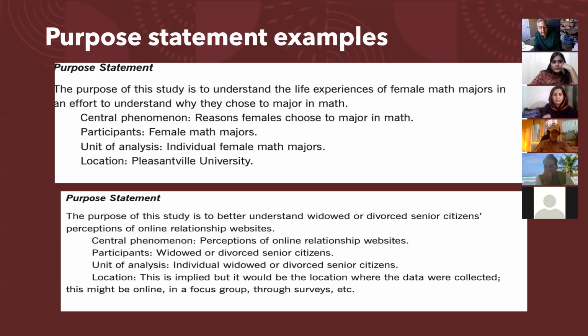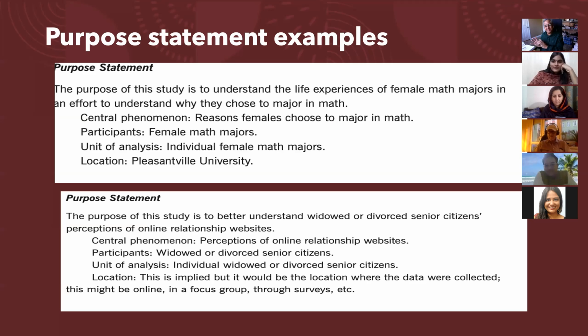Location. This is implied, but it would be the location where the data were collected. What is the site that we say in research, or location as we call it? It is where the research is being conducted, correct? Whether you might do it, like I said, in an online setting, as in Zoom, like we are talking, in a focus group, through surveys, whatever the case may be. So guys, all this while that we are talking, we are doing what? We are trying to develop a research question. We are not there yet.